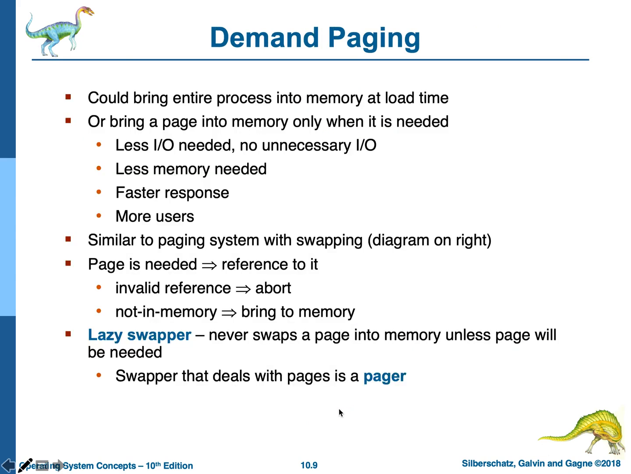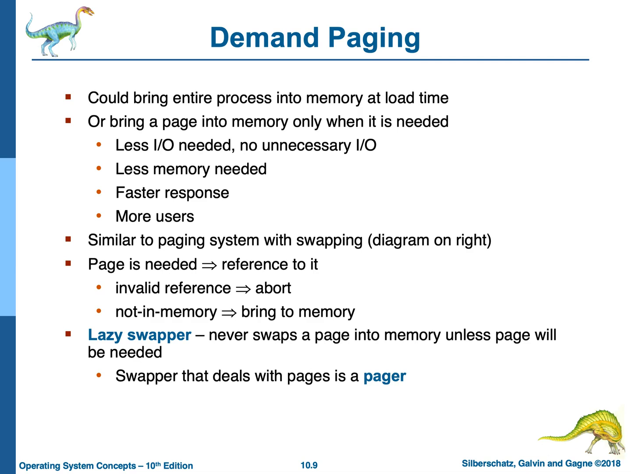Demand paging is actually a lazy swapper, a lazy page loader. Previously we were bringing the entire process into the memory at load time, but now we will only load the pages which are required. Bring a page into the memory only when it is needed. So this is demand paging.